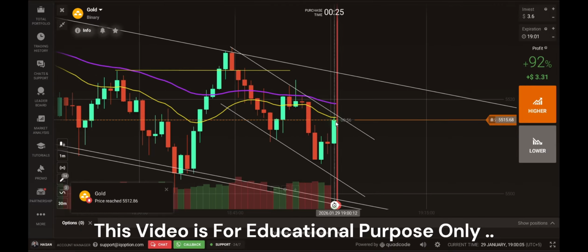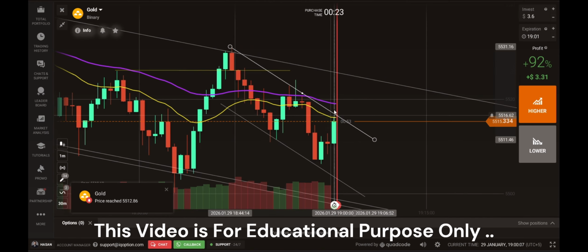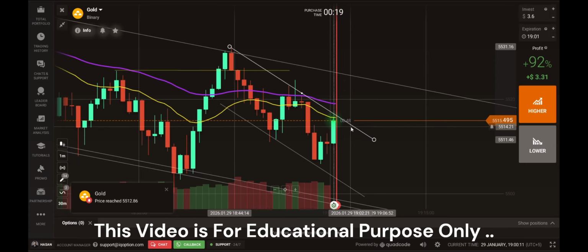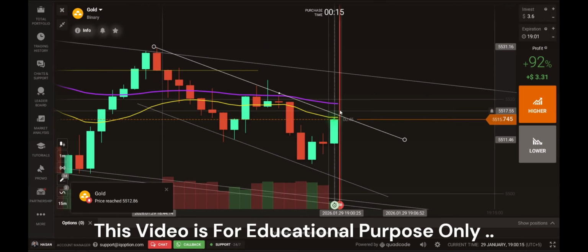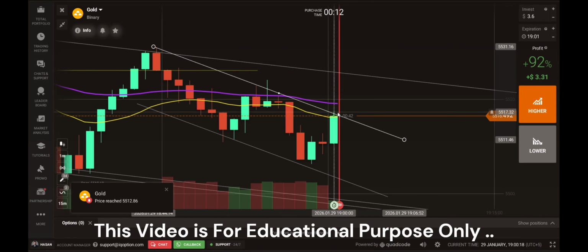It's a close win. Just believe in your concept and strategy. Every trader fails many times, losses are part of the game. But discipline and proper money management are what protect you and help you become profitable over time.